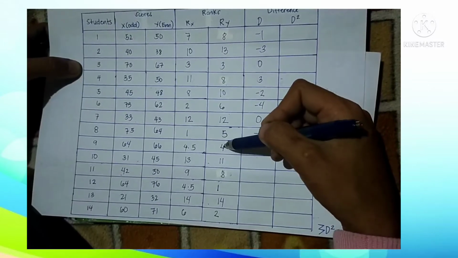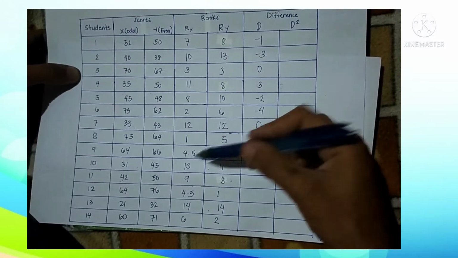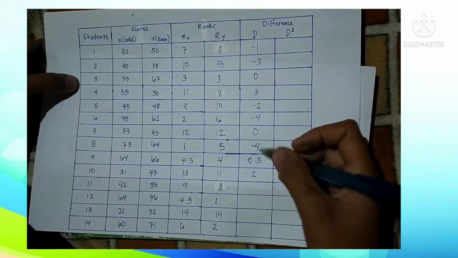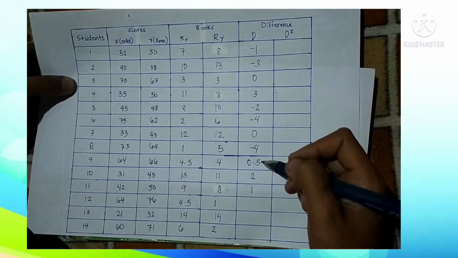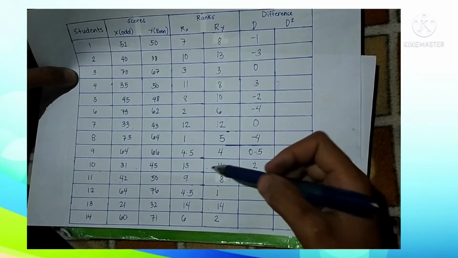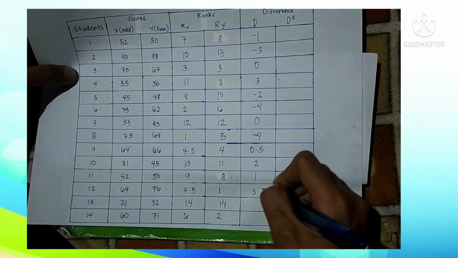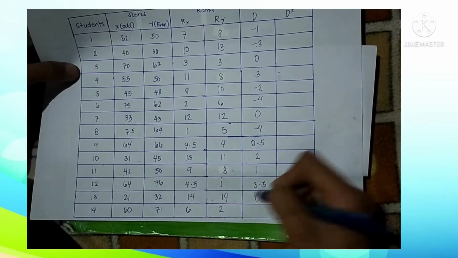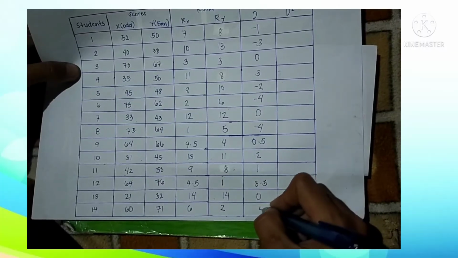4.5 minus 4 equals 0.5. 13 minus 11 equals 2. And 9 minus 8 equals 1. And 4.5 minus 1 equals 3.5. 14 minus 14 equals 0. And 6 minus 2 equals 4.